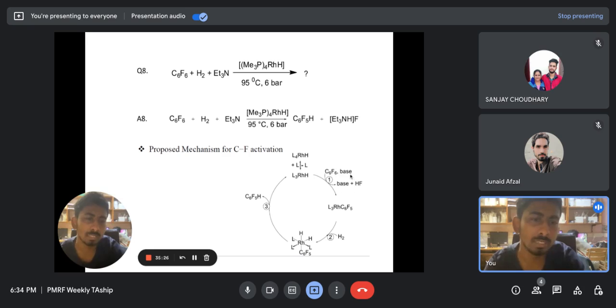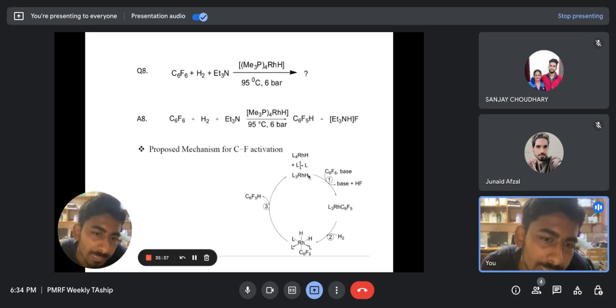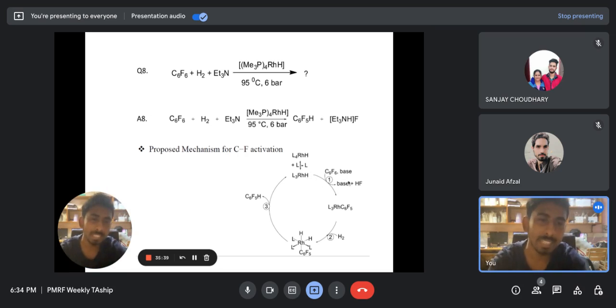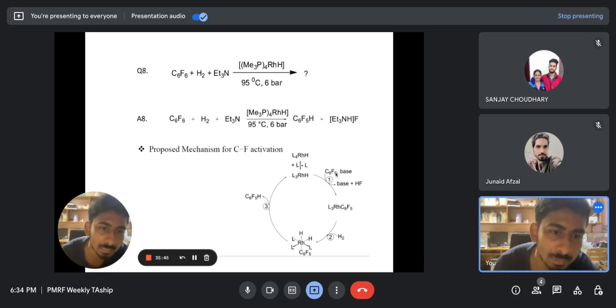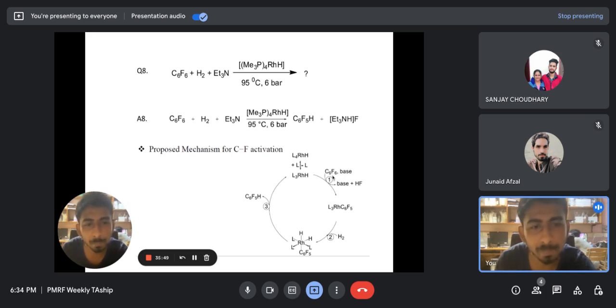C6F5, actually Et3N is going to abstract this proton. So Et3N is the base that is there. Now in this case, hexafluorobenzene is present, and in the presence of base, this fluoride actually gets eliminated because the hydride attacks one of the carbon atoms of the C6F6.